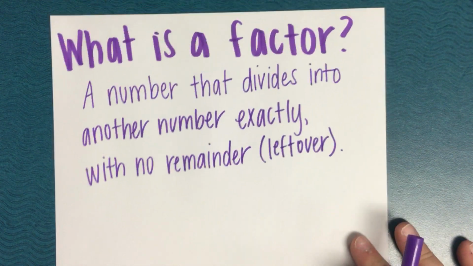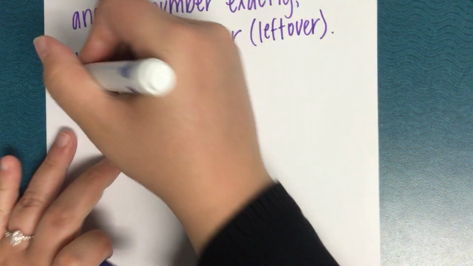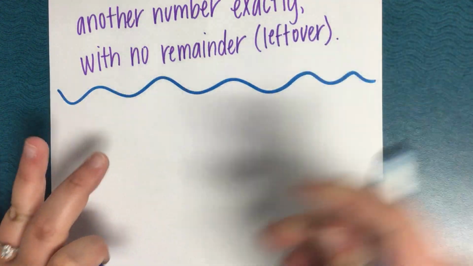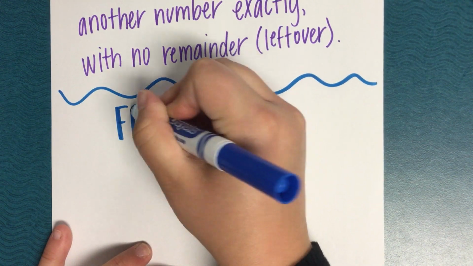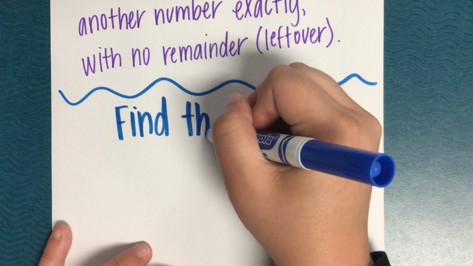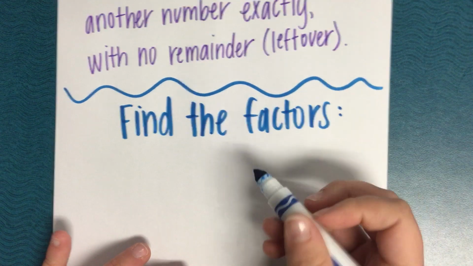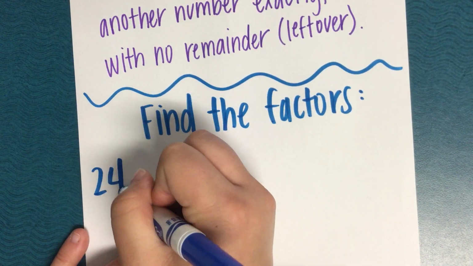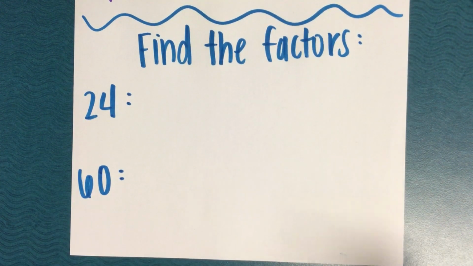So now that we know what is a factor, I want to jump down here and I want us to find the factors. This is similar to what you did in your workshop time today. We are going to find the factors of the numbers 24 and 60. What we're going to do is think of all the numbers that you can divide evenly or exactly into 24.